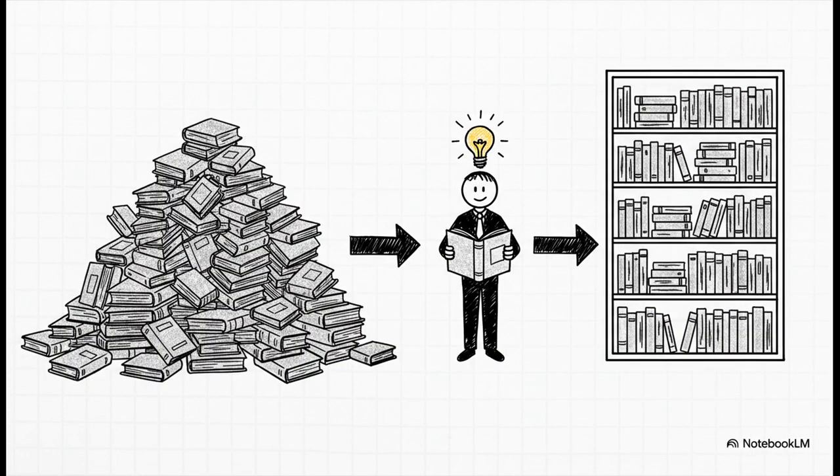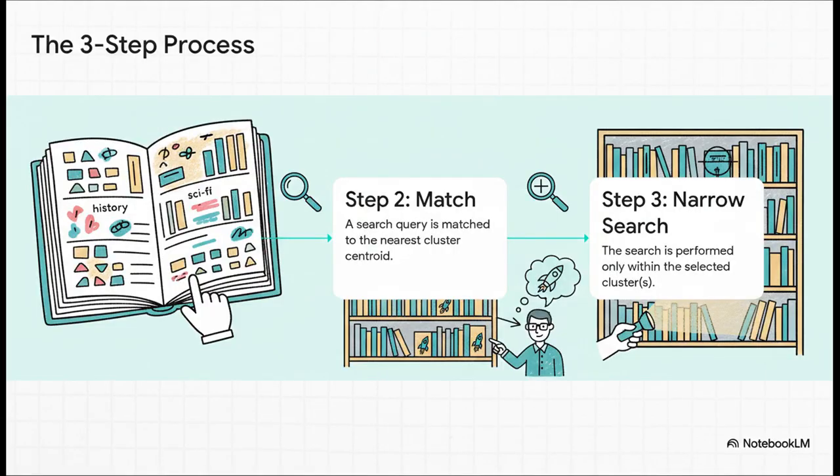To make this super clear, let's use an analogy. Imagine a huge library with millions of books just tossed in a giant pile. Finding one specific book would be an absolute nightmare, right? Well, vector clustering is like hiring a genius librarian to organize all that chaos. And this librarian has a simple three-step process. First up, partition. They create sections in the library, history, sci-fi, biographies. That's basically dividing all the data into clusters.